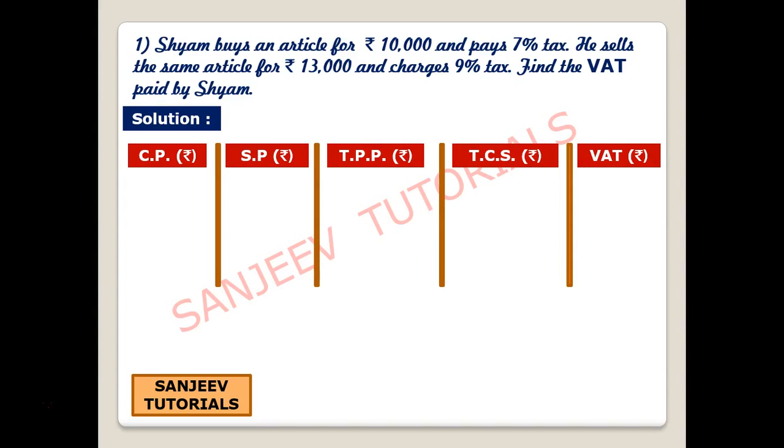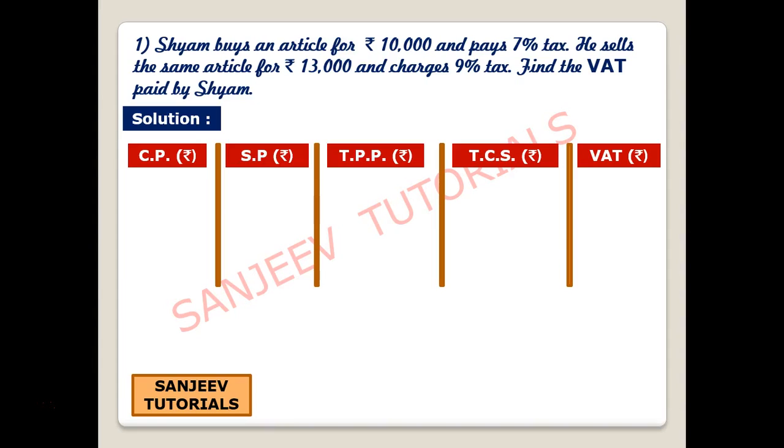First column is CP, that is cost price. Second column is SP, that is selling price. Third column is tax paid on purchase. Fourth column is tax collected on sale, and the last column represents VAT.